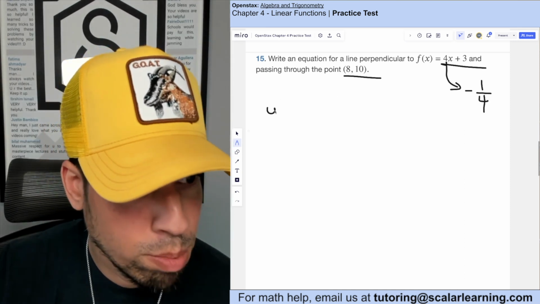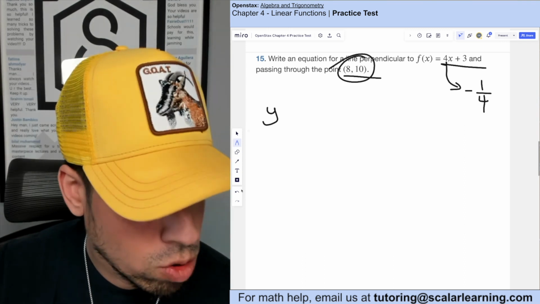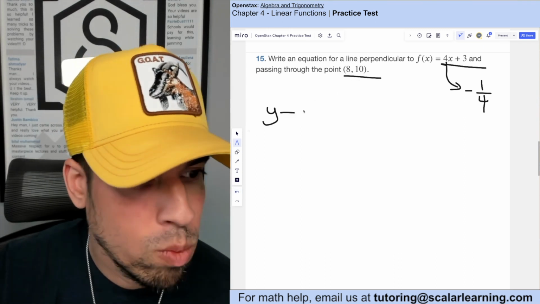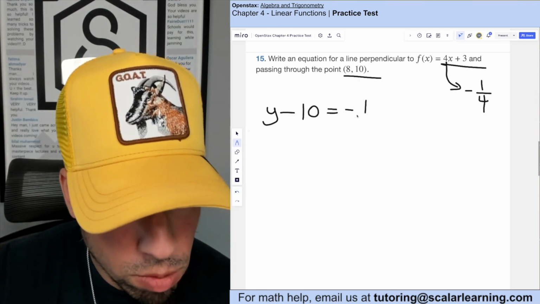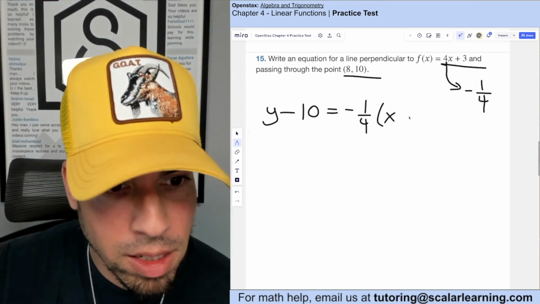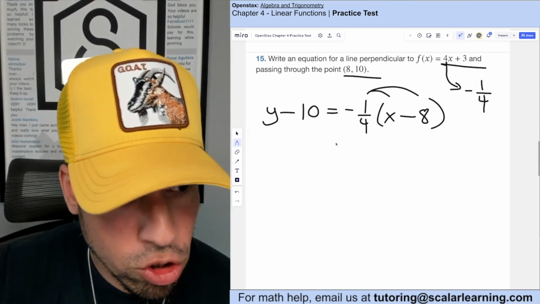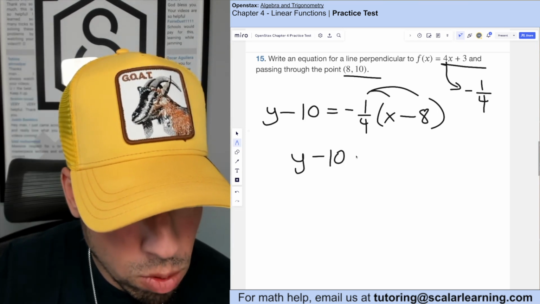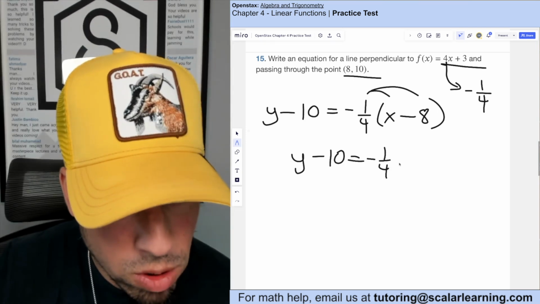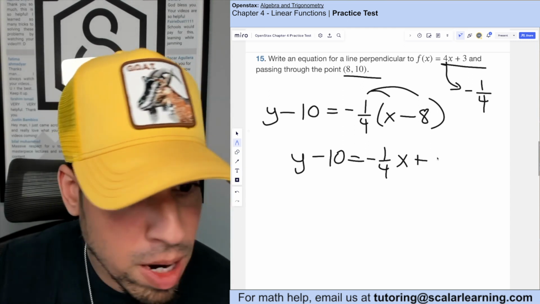And then we're going to use point-slope form to factor in this coordinate. So I say y minus that y value of 10 equals my slope, negative 1/4, times x minus the corresponding x value of that coordinate. Then we're going to distribute because we're going to put it in slope-intercept form. That's negative 1/4 x. Negative 1/4 times negative 8 is positive 2.